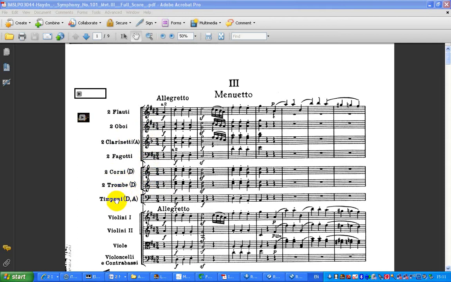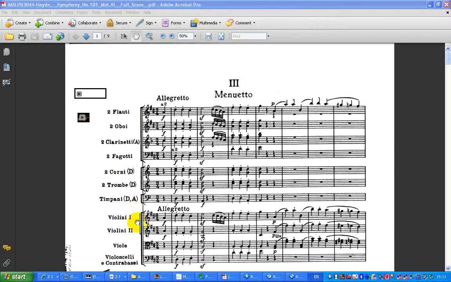Going down our score, we've then got a timpani player. The timpanist has two drums. One drum is tuned to the note D, which is the tonic note of our key signature, D major, and the other to the note A, which is the fifth note in the scale of D major, our dominant. So tonic, dominant, very typical of the classical period, where of course Haydn was a huge composer, and they would normally have their timpani tuned to tonic and dominant.